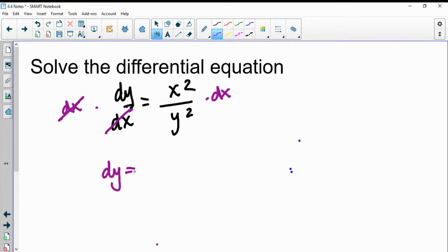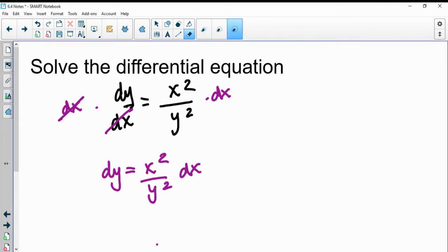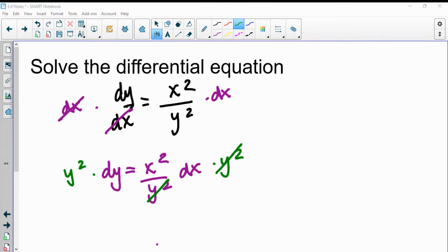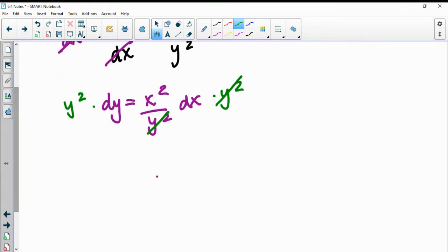So now we have dy equals x squared over y squared dx. Okay. And my goal is to get all the y's on one side of the equation. So I need to move this y squared. Right now it's on the bottom, it's dividing, so now I'm going to multiply both sides by y squared, because the y squared here will cancel the y squared here. So now we have y squared dy equals x squared dx. Okay, so I have x's and y's on the same side. Great. That was my goal.